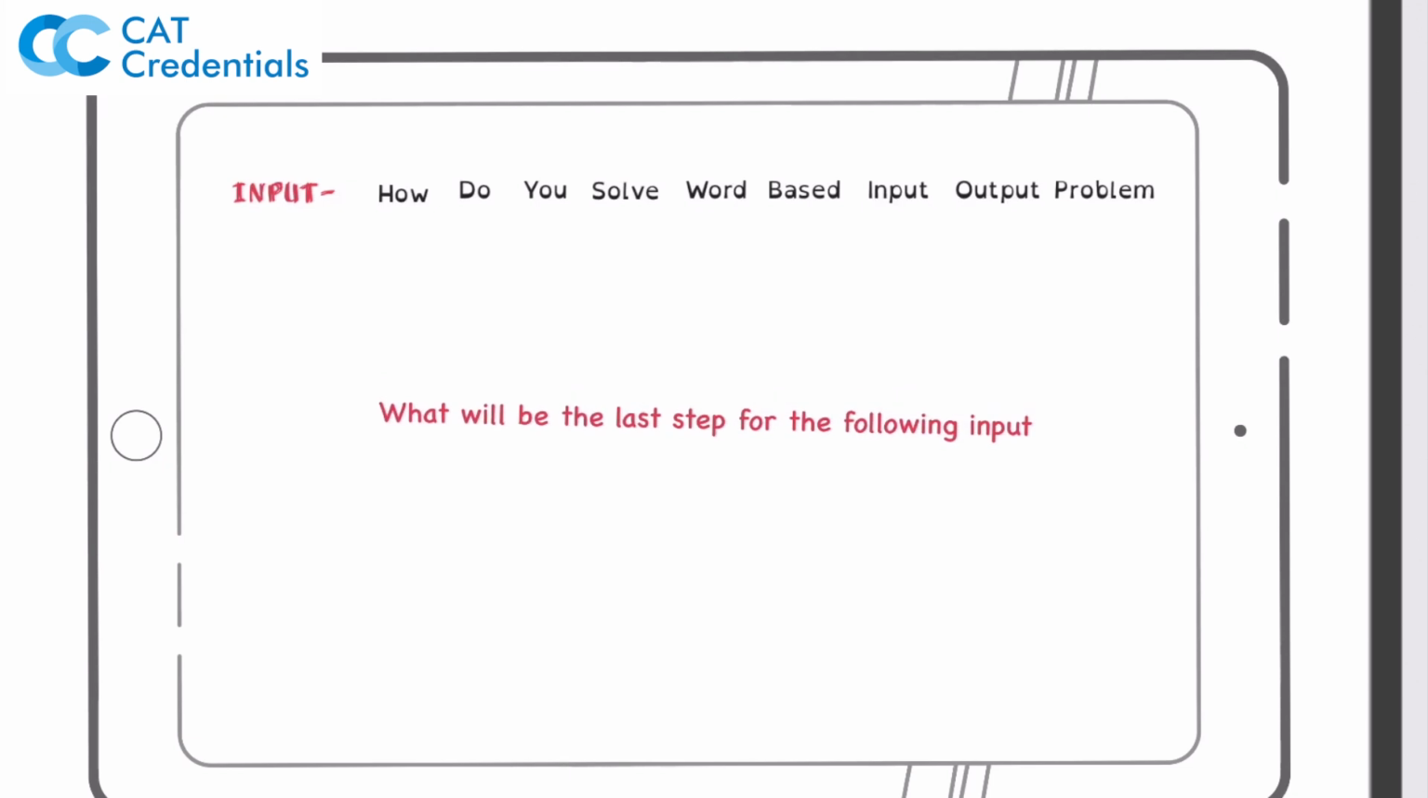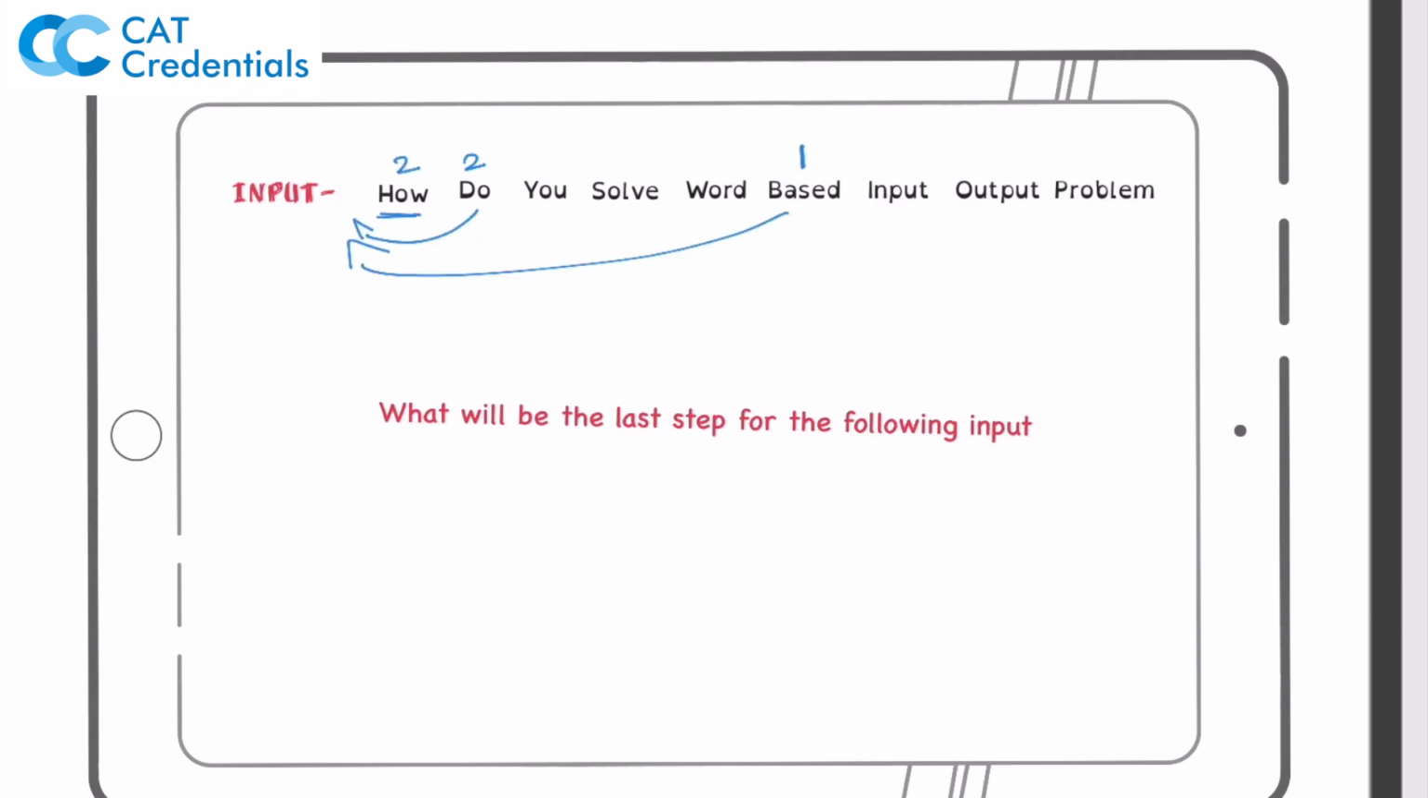Next question. Let's take a difficult question. What will be the last step for the following input? The input is "how do you solve word-based input-output problem". Okay. Now imagine what will come first. What will come first? "Based". Now we'll not write each and every step. Just number it and solve. You don't have to waste much of the time here. Just number. "Based" will come first. Yes, D followed by 2. Say that will come 2. So I write a 2 over that.